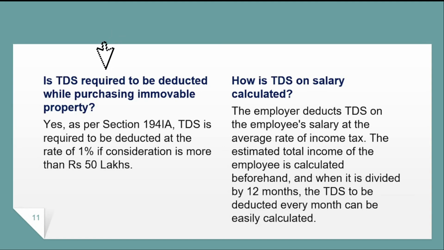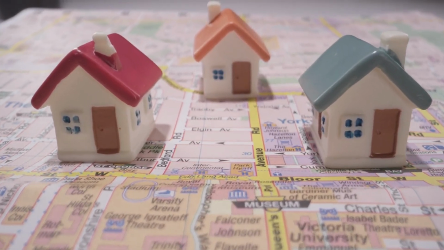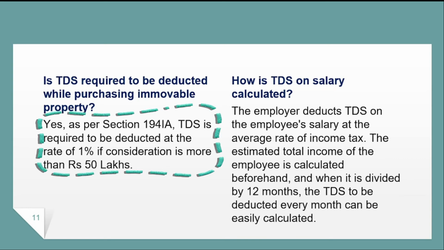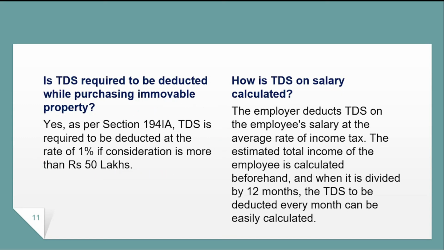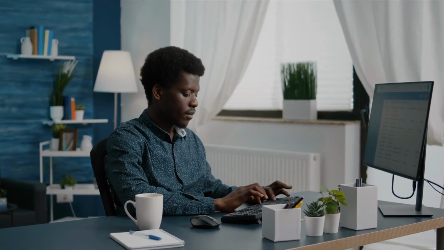The fourth one is TDS required to be deducted while purchasing immovable property? The answer over here is yes, as per section 194IA. TDS is required to be deducted at the rate of 1% if consideration is more than rupees 50 lakhs. And finally, we have how is TDS on salary calculated. This is one of the most common and one of the most confusing areas when most of the people are not quite sure how the TDS on salary is calculated and deducted.